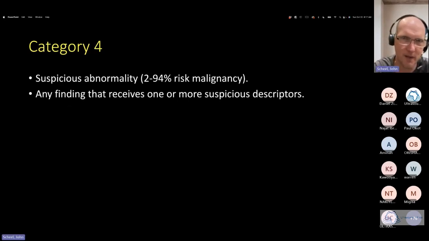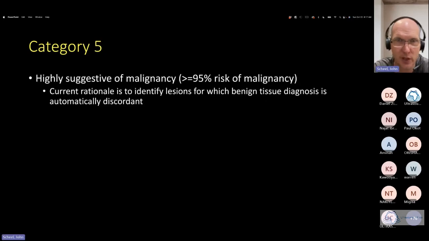Category 4 has a 2 to 94% chance of malignancy. And if any of the findings, usually masses, have one or more suspicious descriptors, which I'll go into in a little bit, they become category 4. Category 5 is a greater than or equal to 95% chance of malignancy.